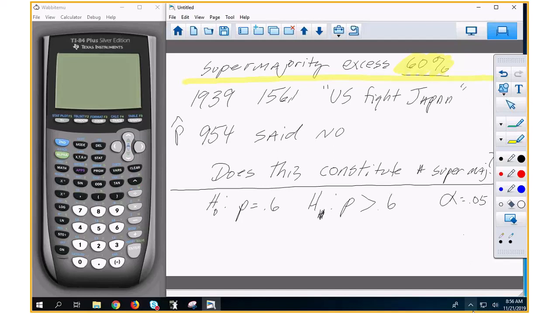Now we got to find p hat. So find p hat, y'all. P hat is equal to 954 over 1939. No, that's not right. 1561. Stick to your notes, Hubert.